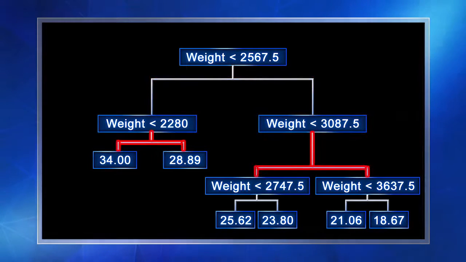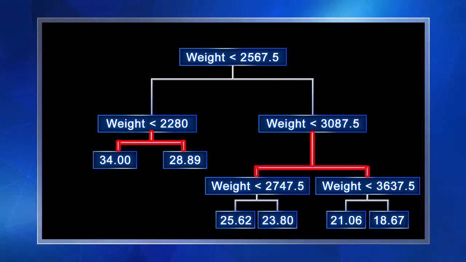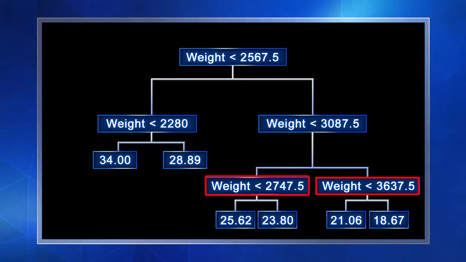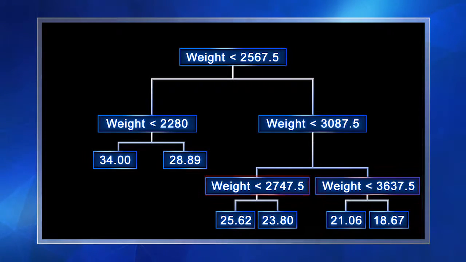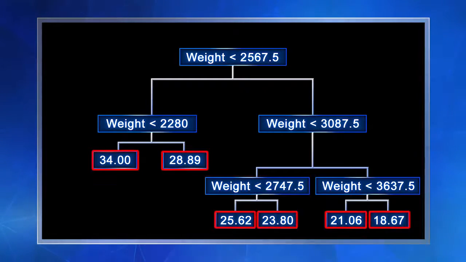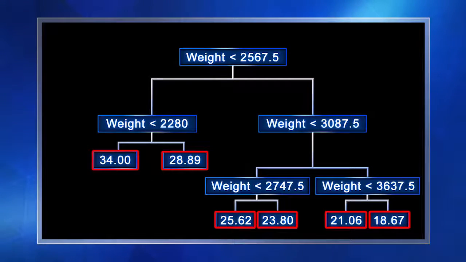Now the second and third splits occurred at weights of 2,280 and 3,087.5. The fourth and fifth splits occurred at weights of 2,747.5 and 3,637.5. Notice here the values that are in the leaves, at the very bottom of our tree. That gives us the average mileage in miles per gallon associated with each of those 6 final data subsets.